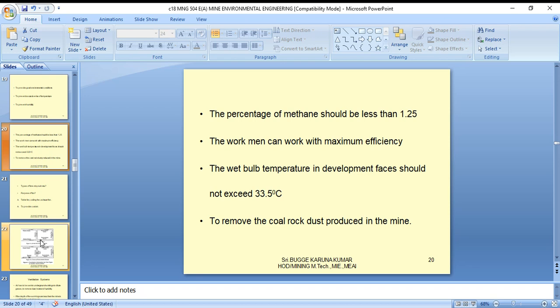The workman can work with maximum efficiency. The wet bulb temperature in developed phases should not exceed 33.5, to remove the coal and rock dust produced in the mine.